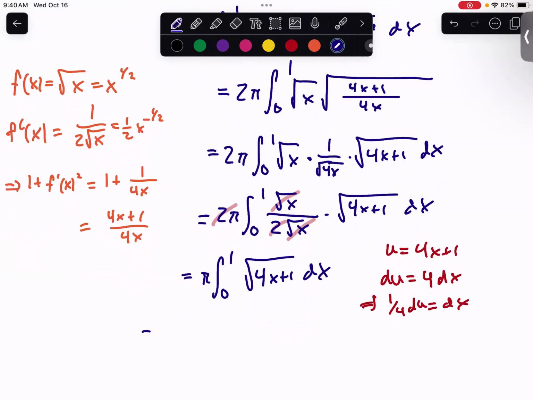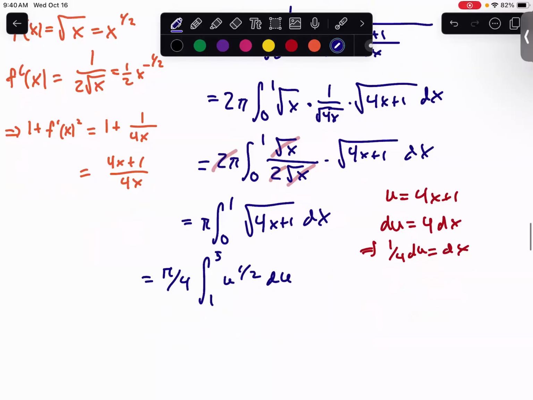And so this is going to end up being equal to pi over 4 times this integral. Since 4x plus 1 was equal to u, we really just have the square root of u, which you can write as u to the 1/2 power. If you want, you can ignore the limits of integration until after finding the antiderivative and then do it in terms of x. I like plugging things in. If you plug in x equal to 0, you end up getting 1. If you plug in x equal to 1, you end up getting 5. So this goes from 1 to 5 with respect to u.